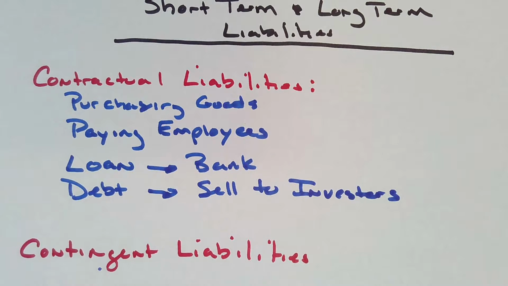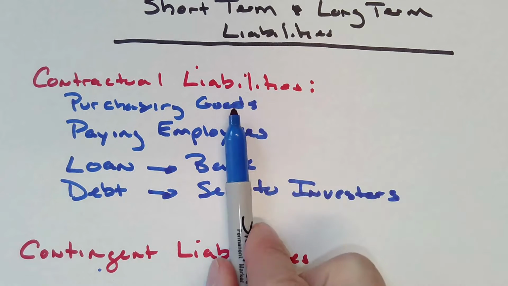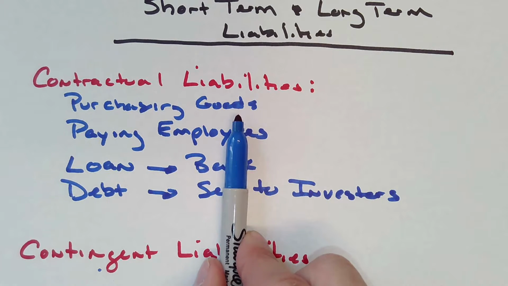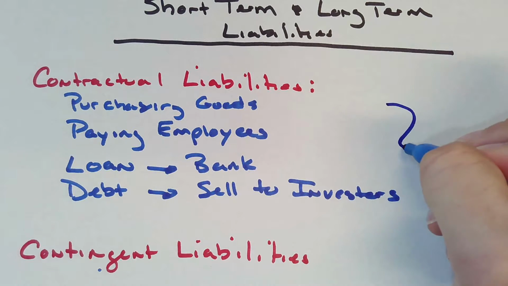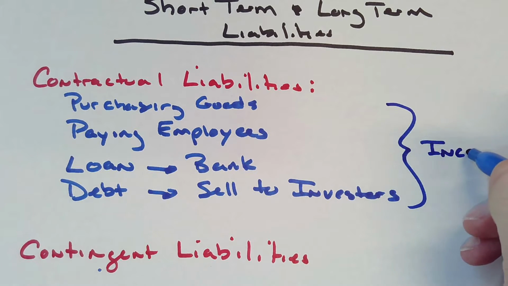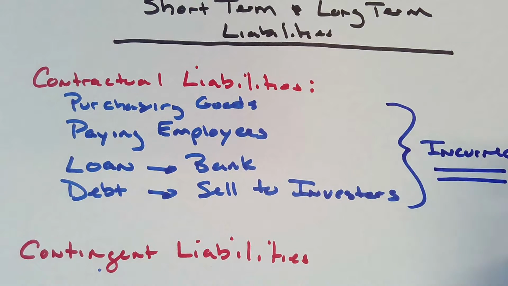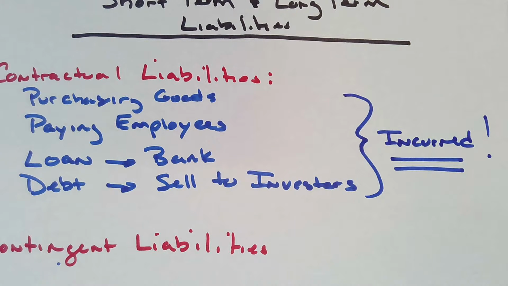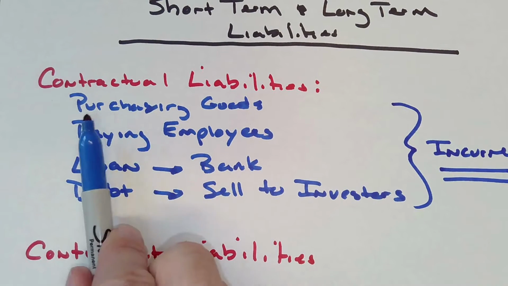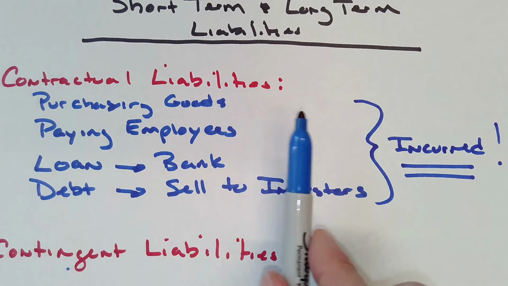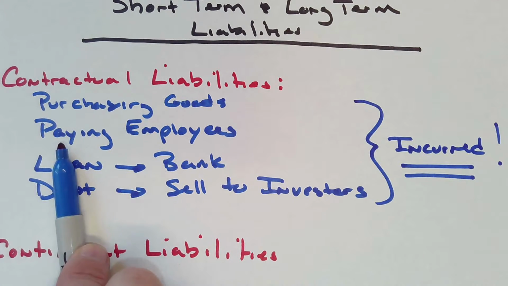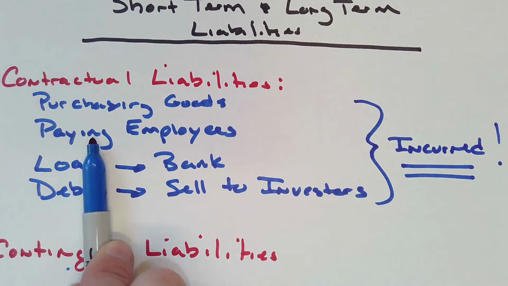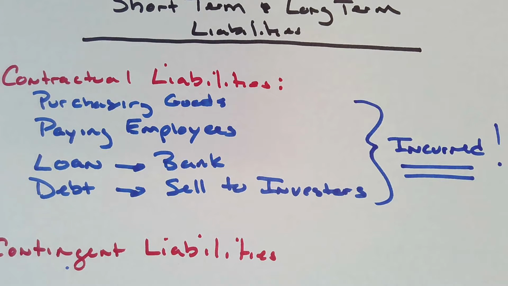And so anytime you enter into a contract where you have an obligation to pay somebody, that becomes a contractual liability. And these liabilities need to get recognized when they are incurred. That's very similar to when we talked about expenses. We're going to recognize expenses when they're incurred. Well, we're going to recognize these liabilities at the same time, because generally when I pay an employee, I'm incurring an expense. I also have the other side of that, which is the contractual liability that goes with it.